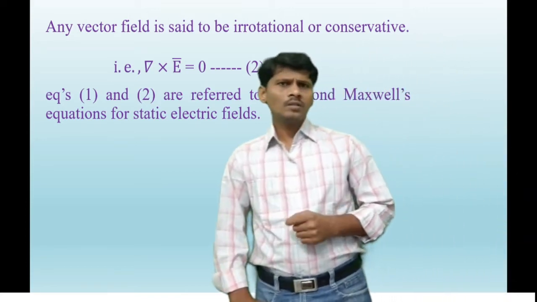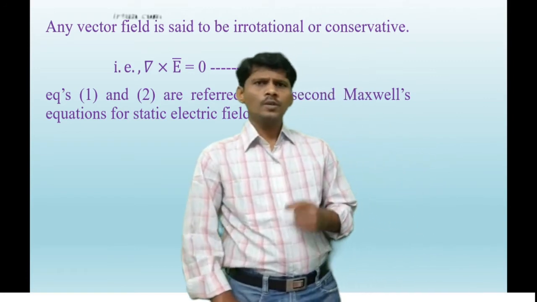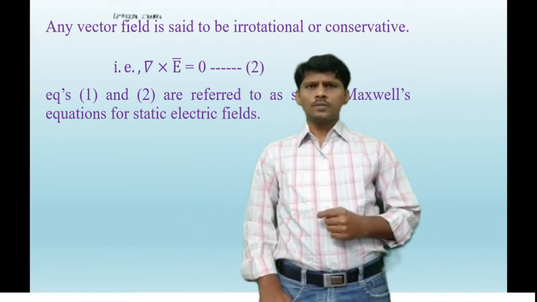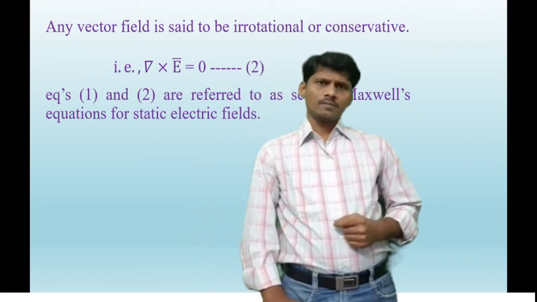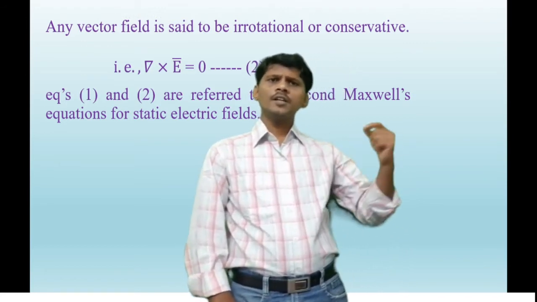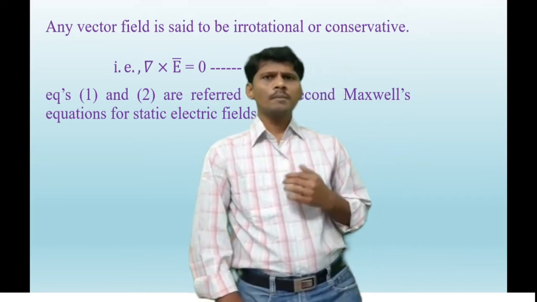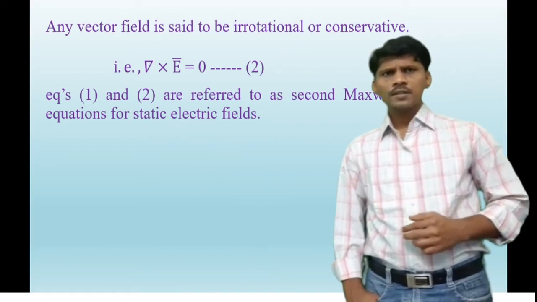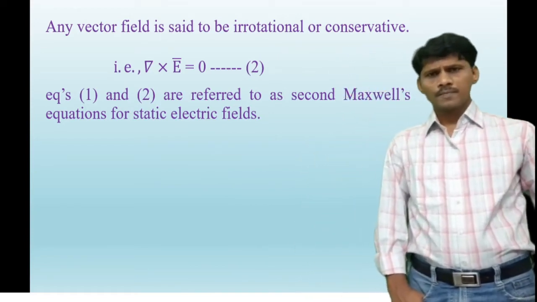What is equation 1? Closed line integral of E bar dot dl bar is equal to 0. And what is equation 2? Del cross E bar is equal to 0. So equations 1 and 2 are the Maxwell's second equations. Equation 1 is the integral form of the Maxwell equation and equation 2 is the differential form of the Maxwell equation.